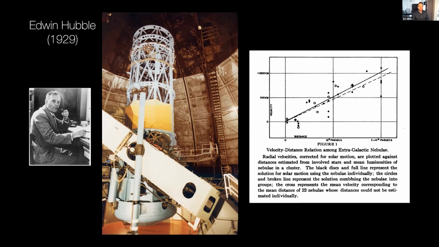Actually, in 1927, Lemaitre had shown that Hubble's law, 1929, could be explained by a universe that is expanding uniformly. Every part of this universe is moving apart from every other part of the universe at the same rate. Now, this was really big news.